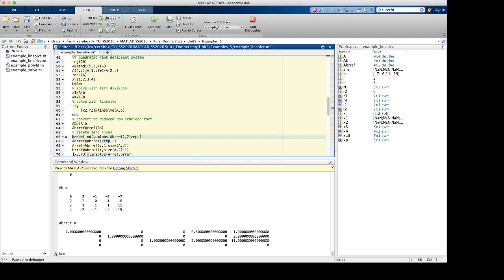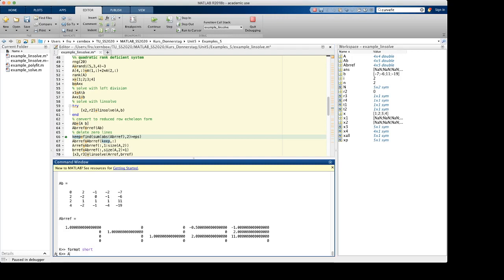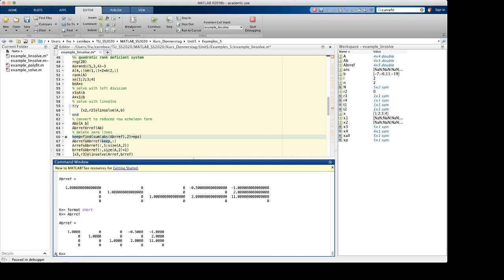We can look at this in a slightly more compact way. So let's pass to format short and AB rref. Now it looks like this. We have now 3 independent linear equations, and the fourth row is 0. We now can convert the system into a system with full rank by dropping all the rows which are 0.